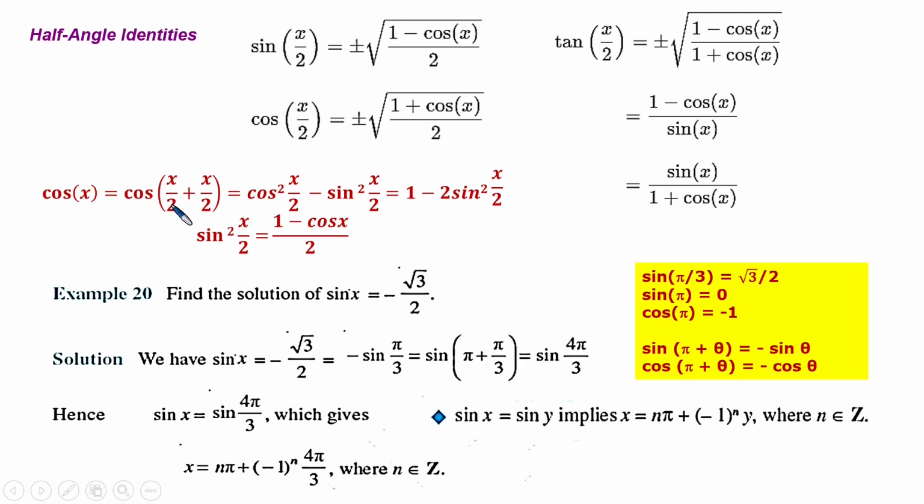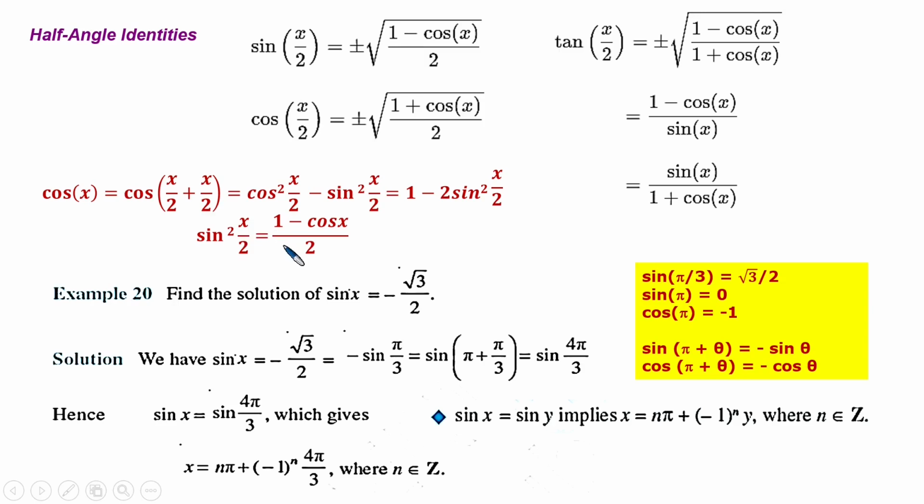So cos of x by 2 times cos of x by 2 is cos square x by 2 minus sin square x by 2. Again I can simplify this: cos square x by 2 is 1 minus sin square x by 2, so I can write 1 minus 2 sin square x by 2. One sin square x by 2 comes from here, 1 minus sin square x by 2, and this one more, so minus 2 sin square x by 2. If I take this sin square x by 2 on the left hand side and cos x I bring here, I have sin square x by 2 is equal to (1 minus cos x) by 2.